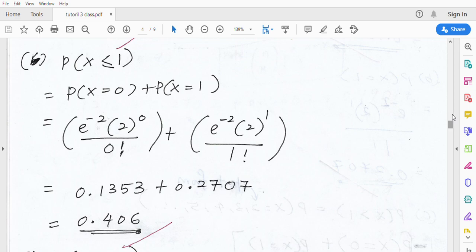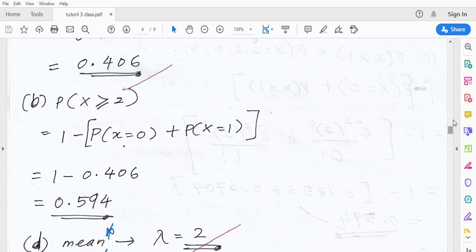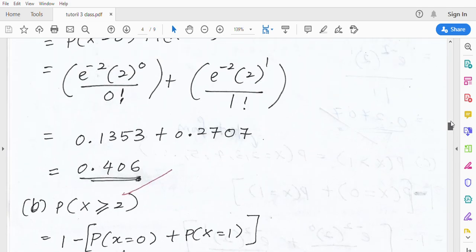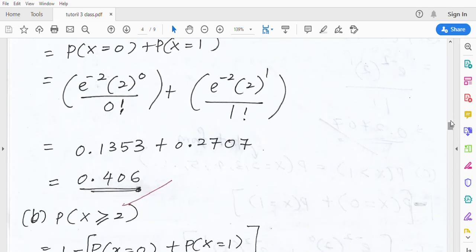B is a child will sustain 2 or more injuries during the year. So 2 or more, so we have to include the 2. So simply 1 minus the probability of x equals 0 and 1, because we include 2. Here we didn't include 2, so by subtracting from 1, we get the probability for x equals 2, 3, 4 and so on. Okay, so the answer is 0.594.